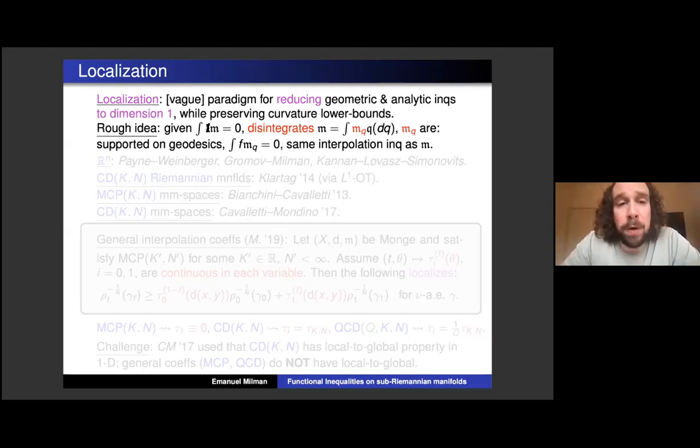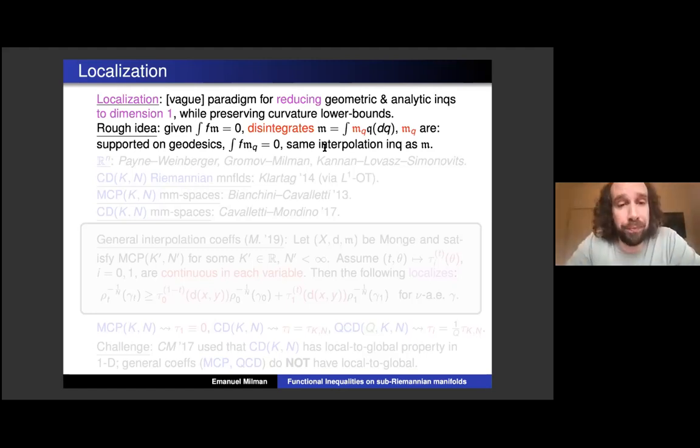Then using your test function f, you can produce a disintegration of your measure m into simpler measures m_q, so that three things hold. Your simpler measures m_q are one-dimensional. They're supported on distance minimizing geodesics. These are the needles that many people are familiar with. In addition, your function f is still balanced with respect to these measures. That's very important. And thirdly, these measures m_q will all satisfy the same interpolation or curvature type inequality as the original measure.